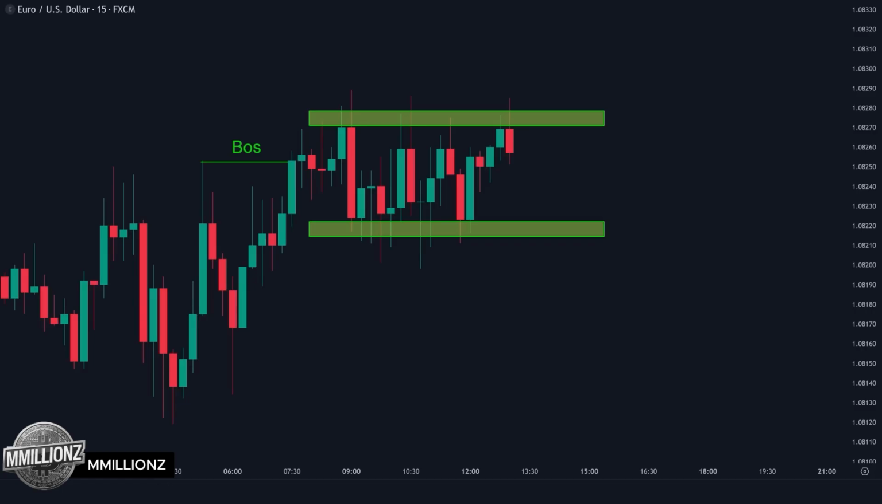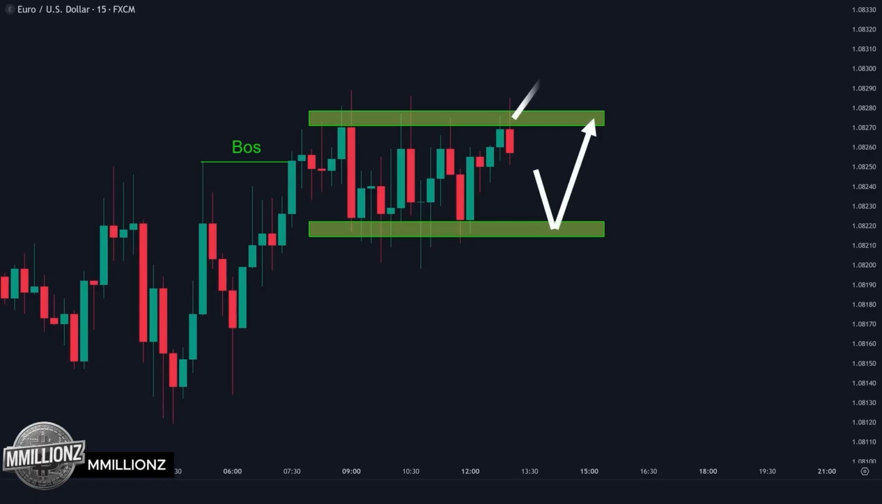Our directional bias is bullish, so we're only looking to buy this pair. As a price action trader, there are two trading scenarios here. First, we wait for the price to return to the support area, place a buy position, and set our target at the resistance.